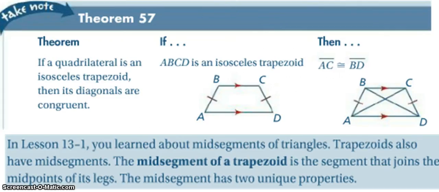57 is a new theorem for us. So 57 is telling me that in an isosceles trapezoid, so we know isosceles means that these legs have to be congruent as well as the bases being parallel, that my diagonals will be congruent to each other. So my diagonal BD and my diagonal AC will have the same lengths.